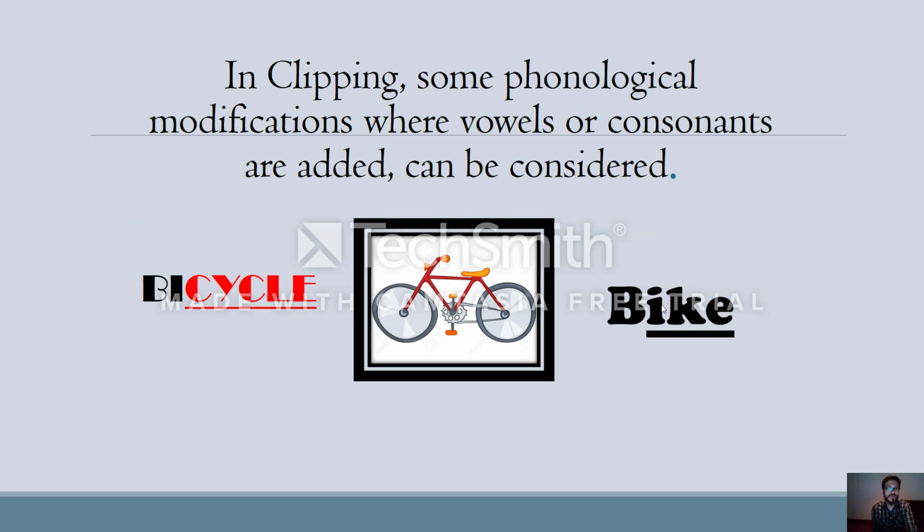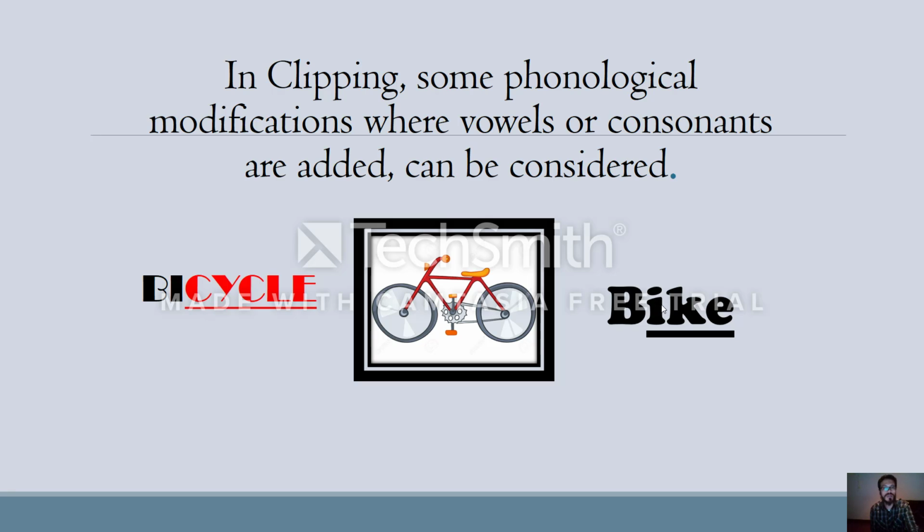In the clipping process, we have to be careful because words can suffer phonological modification if you add vowels or consonants. For instance, in the word bicycle, if you want to clip this word, you will get bike. As you can see in the result, you added some vowels and consonants, and that's why the original one, bicycle, suffered a phonological modification.